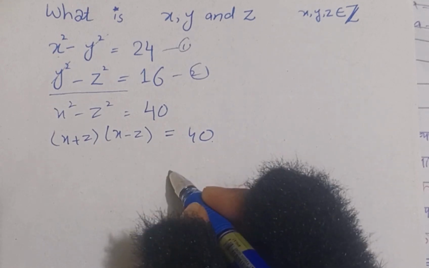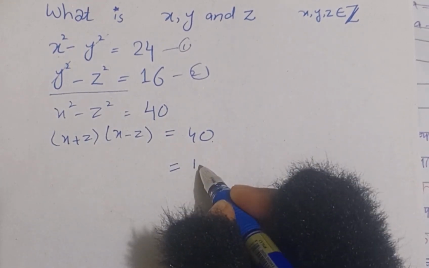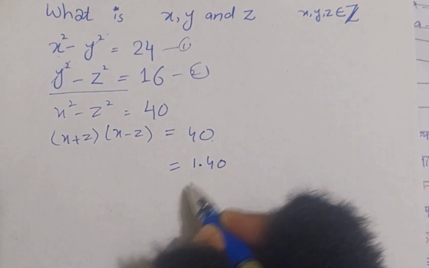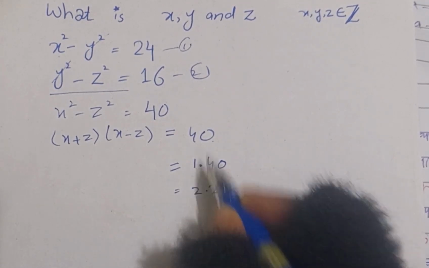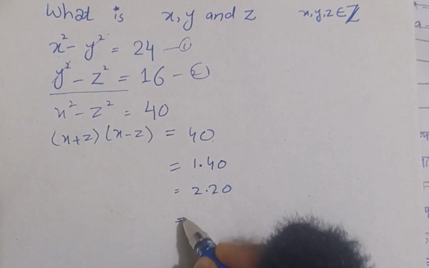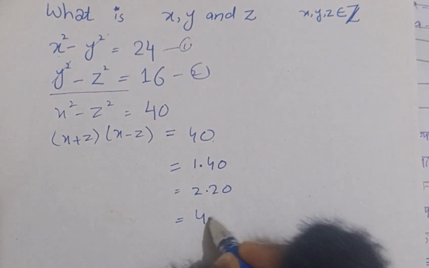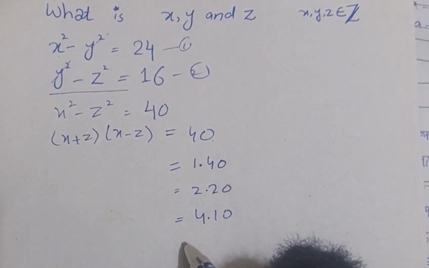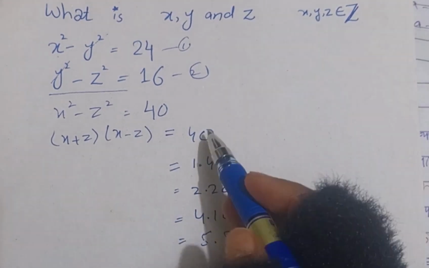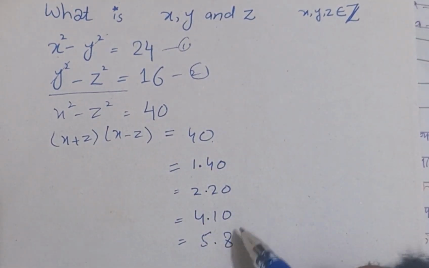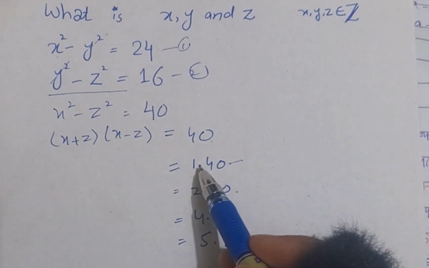So the integer factors of 40 will be 1 multiply 40. The other is 2 multiply 20, which is also equal to 40. The third one is 4 multiply 10, also equal to 40. And the last one is 5 multiply 8, also equal to 40. So we have four different cases. Let's start to solve case 1.